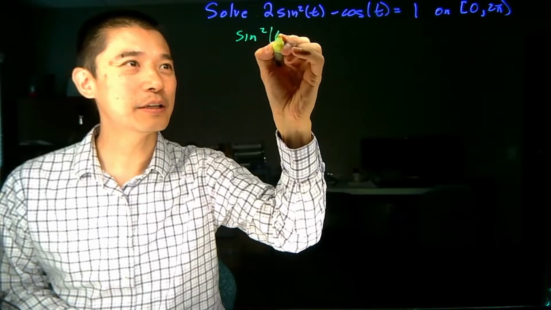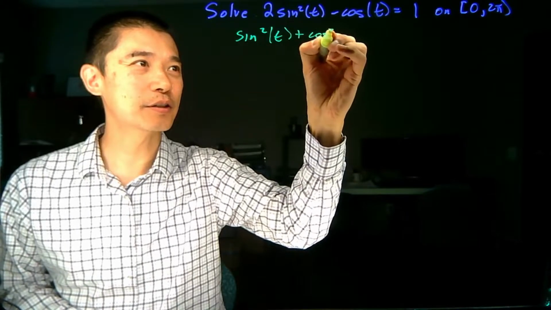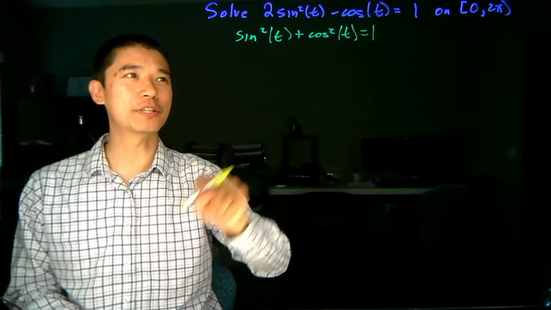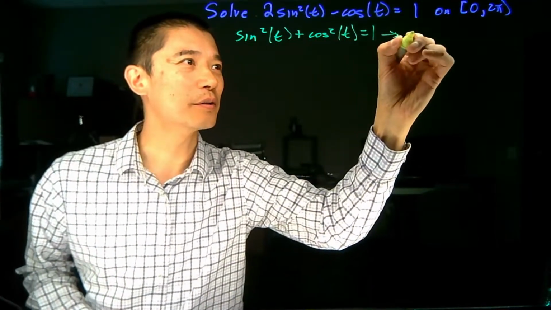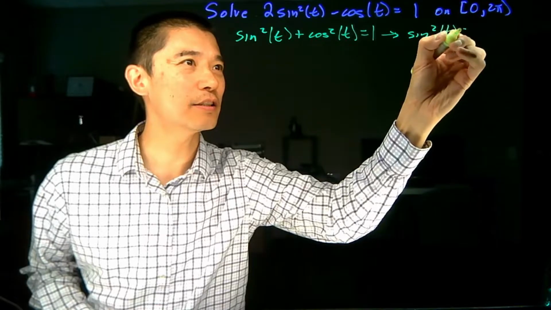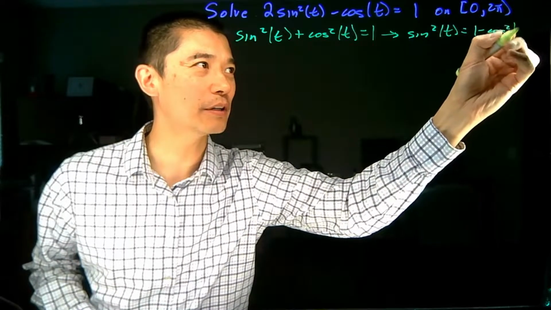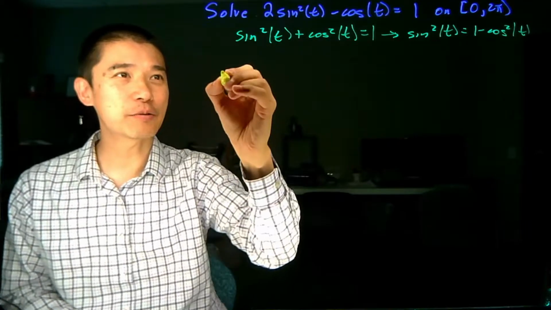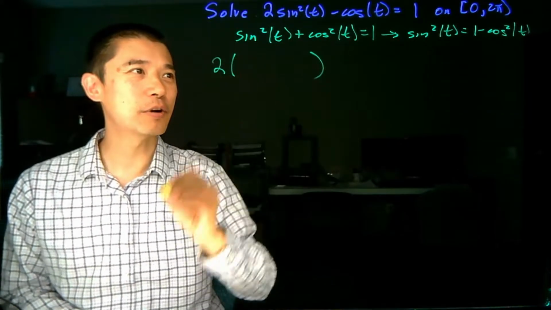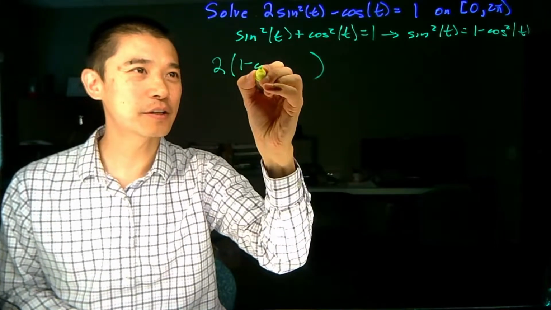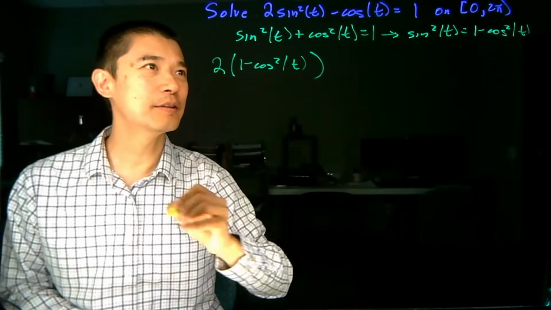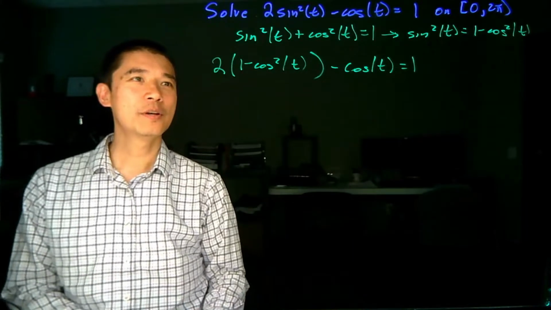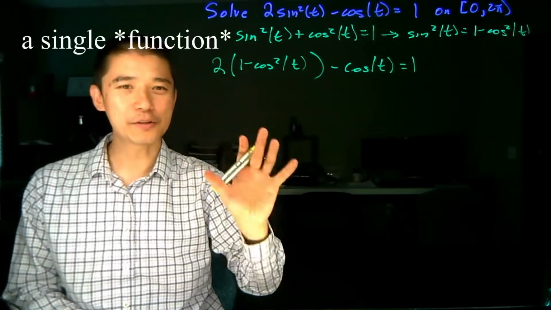Sine squared t plus cosine squared t equals 1. And we're trying to solve for sine squared because that's the thing we want to replace. So sine squared t is equal to 1 minus cosine squared t. Now when we make this substitution, we're substituting for the sine squared. So 2 times whatever sine squared is, which is 1 minus cosine squared t, minus cosine of t is equal to 1. So now we have everything down in terms of a single variable.